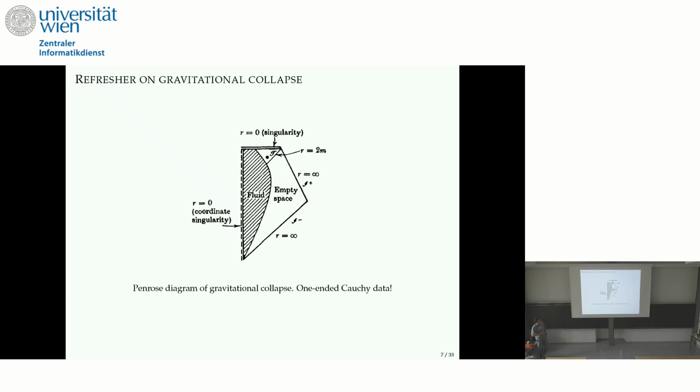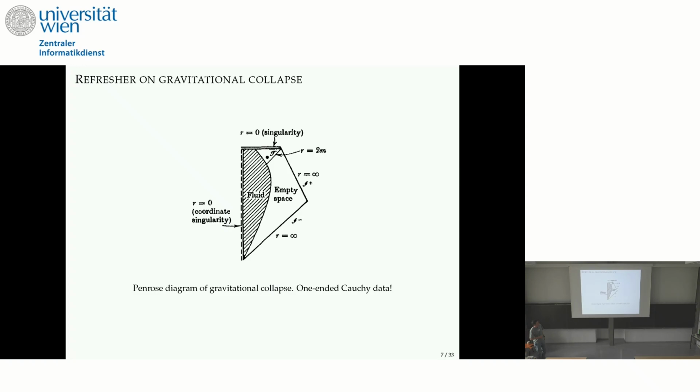The formation of a black hole is better described by the Oppenheimer-Snyder collapse with the Penrose diagram like here, where you actually have a fluid which collapses under its own gravitational force to a black hole solution. And this actually can be realized from Cauchy data, which are diffeomorphic to R3.